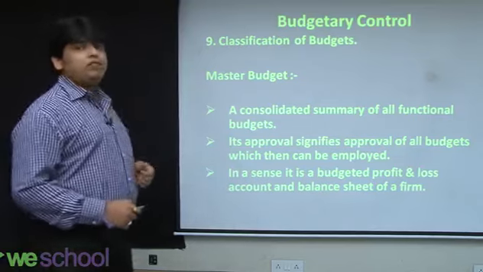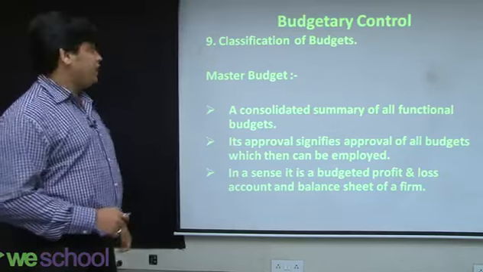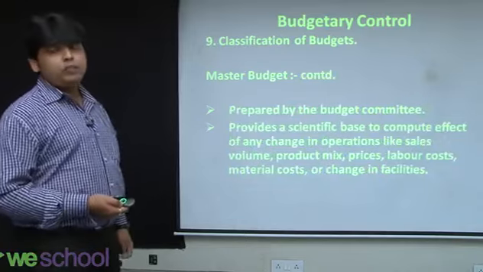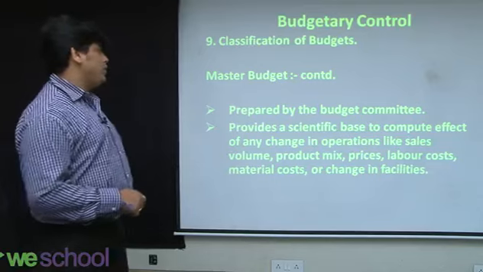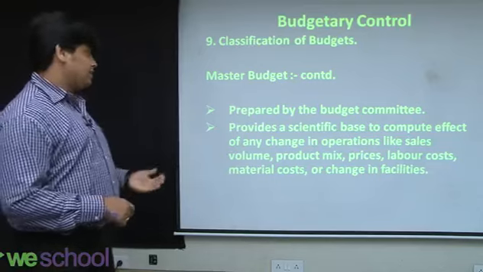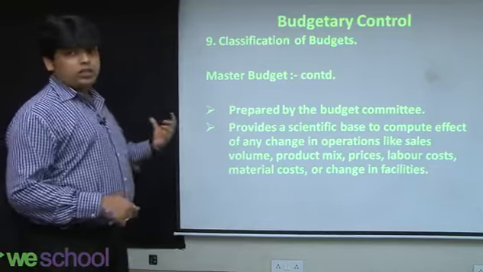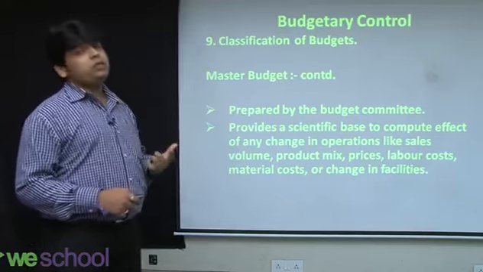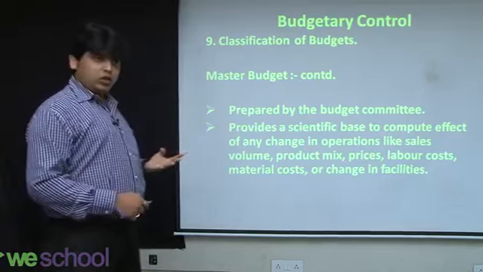For this master budget, we prepare the profit and loss account and balance sheet, which is prepared by the accountant or the finance manager. Obviously, it is prepared by the budget committee. It provides a scientific base to compute the effect of any change in operations like sale volume, product mix, price, labor cost, and material cost, because the master budget includes only functional budgets. Functional budgets are material, labor, overheads, and changes in the cost.